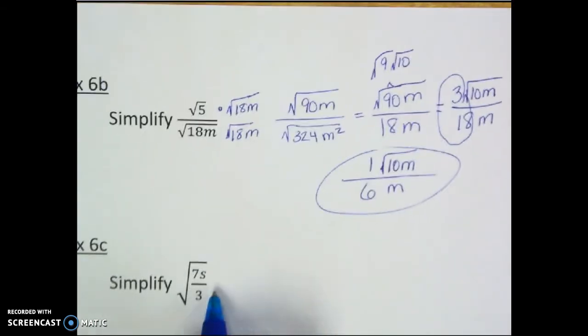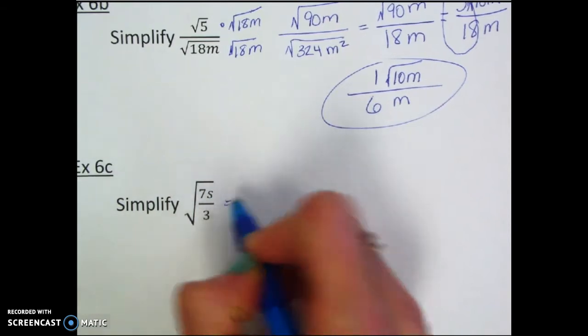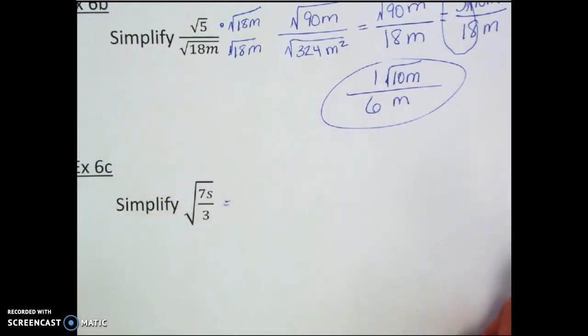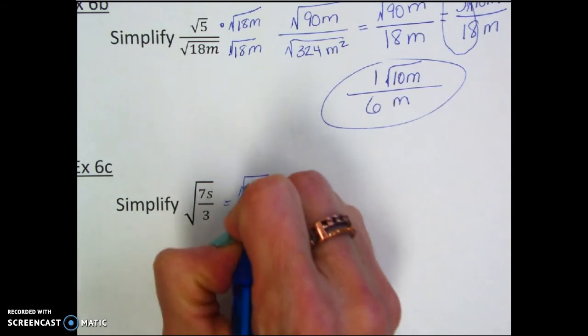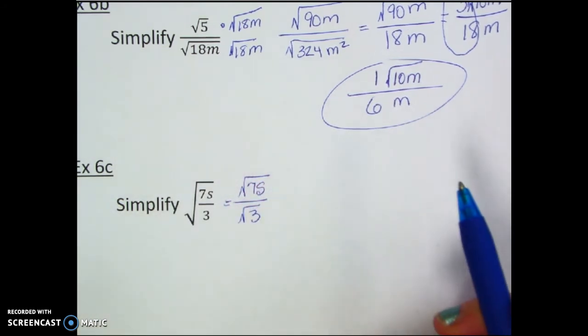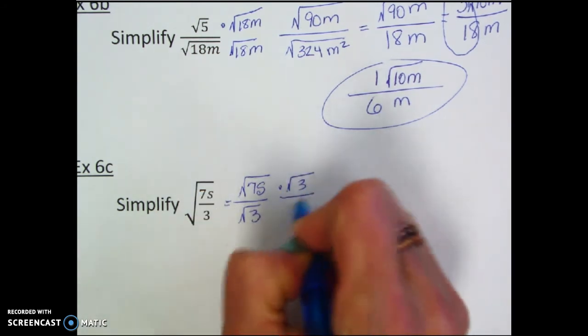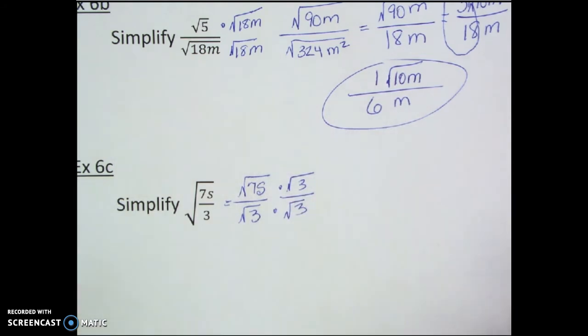Last one, square root of 7s over square root of 3. Some people say this doesn't have a square root in the denominator. You don't have to simplify that. Yes, you do. The square root of 3 is in the denominator. Okay, it's a fraction, therefore it's in the denominator. So multiply by the denominator on top and bottom.